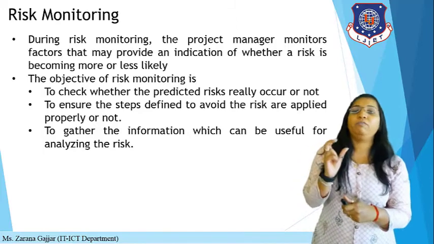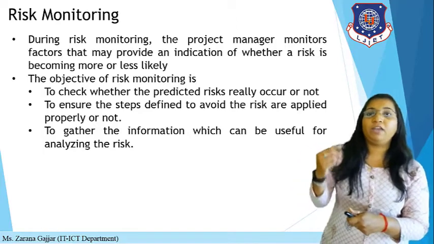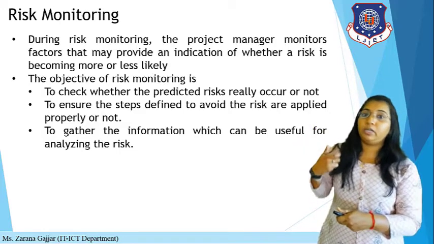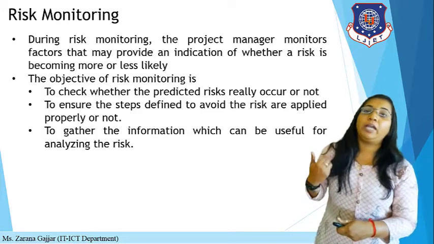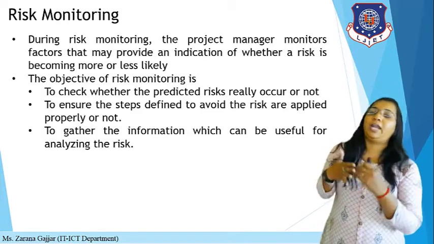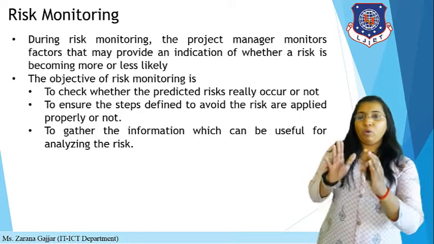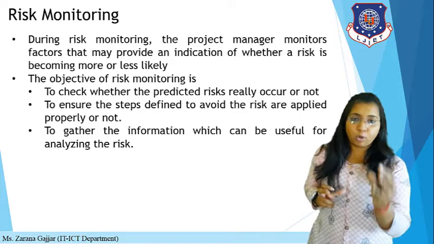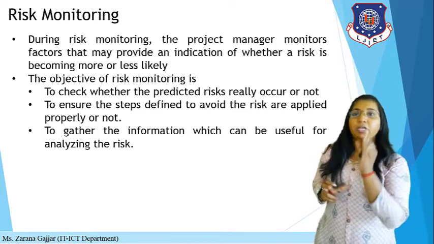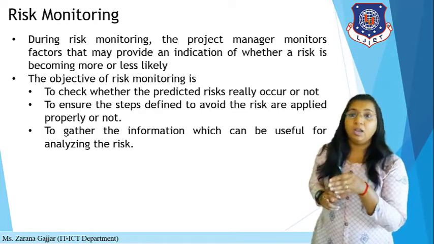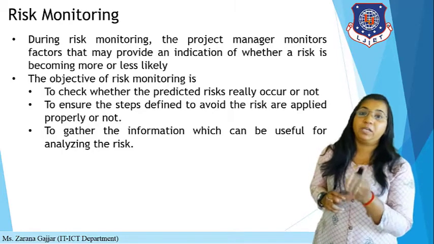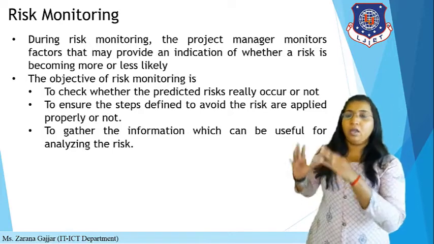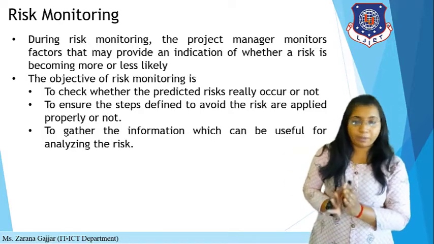The objective of risk monitoring is to check whether the predicted risk really occurs or not, to ensure the steps defined to avoid the risk are applied properly, and to gather information which can be useful for analyzing the risk. If you have already predicted some risk, then as a project manager, in risk monitoring you monitor whether the predicted risk really occurs, and you ensure that the steps defined to avoid the risk are applied properly. If you are avoiding the risk, is it working properly for that particular risk or not?